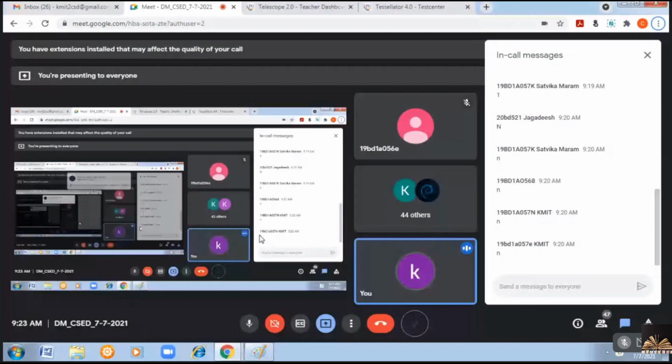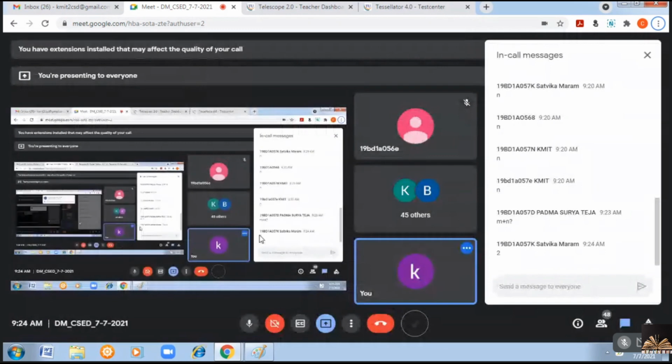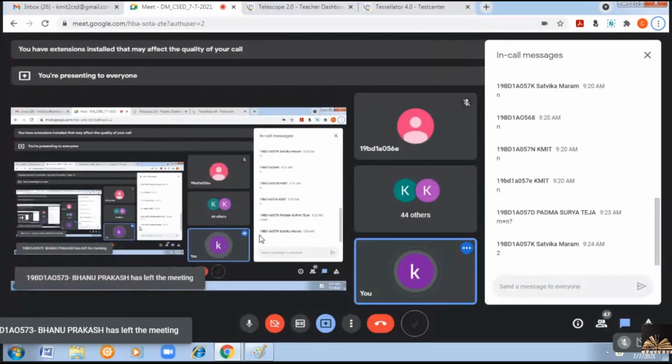Think and tell me. How many minimum colors? M plus N? No, it's not M plus N. Any other answers? Yes, very good. 2, Satvika. 2 is the minimum number of colors.